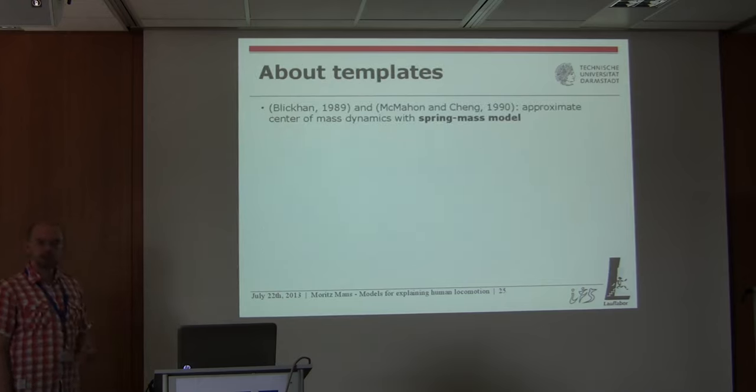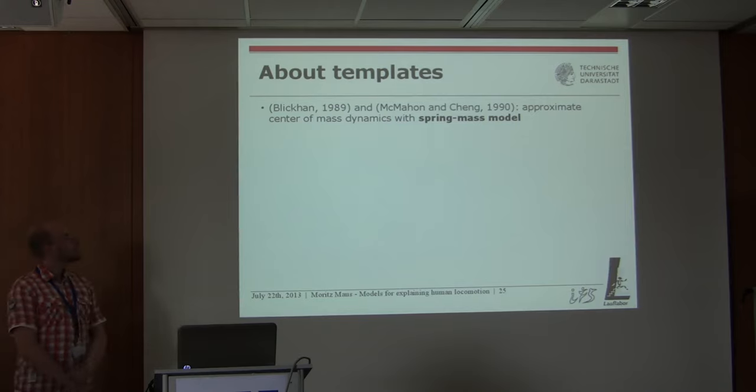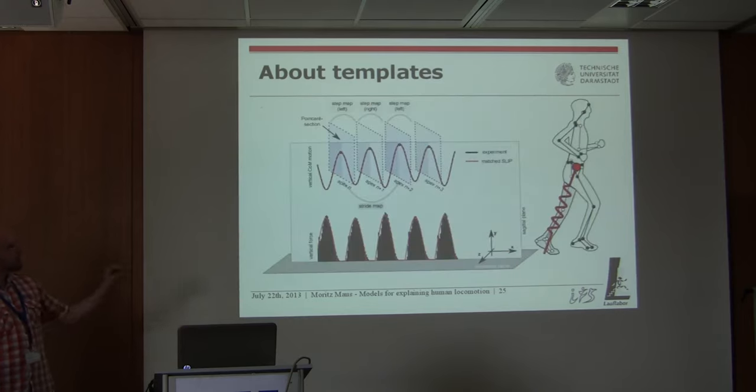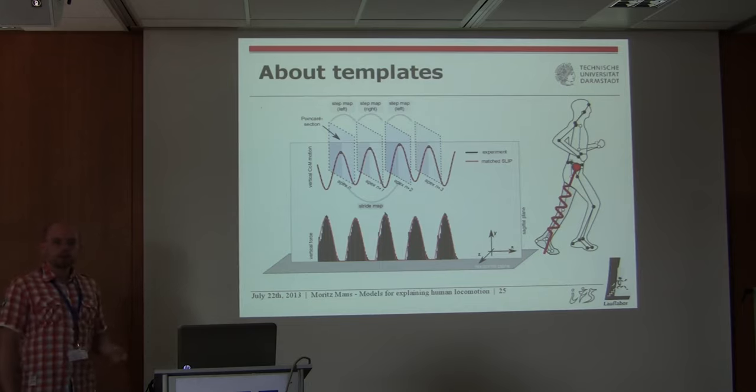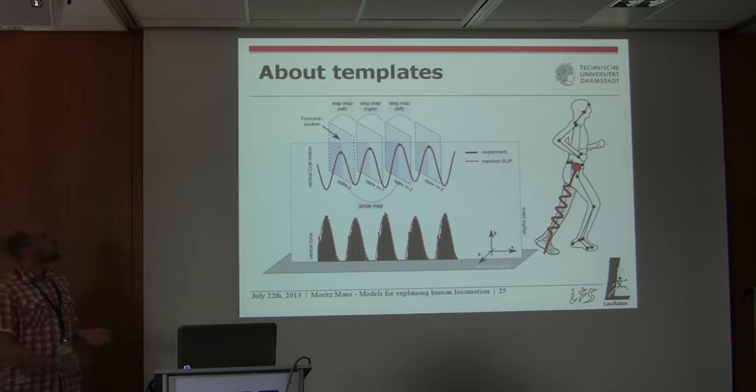Templates started without the name templates. They started actually in the 19th century. But the spring mass model that I will use here started in 1989. The spring mass model consists of a point mass and a linear massless spring, which describes human center of mass behavior. The spring mass model is also called the SLIP model, for spring-loaded inverted pendulum. We are only interested in the center of mass dynamics. There's a certain reasoning behind it, because the center of mass dynamics are under-actuated in human motion.